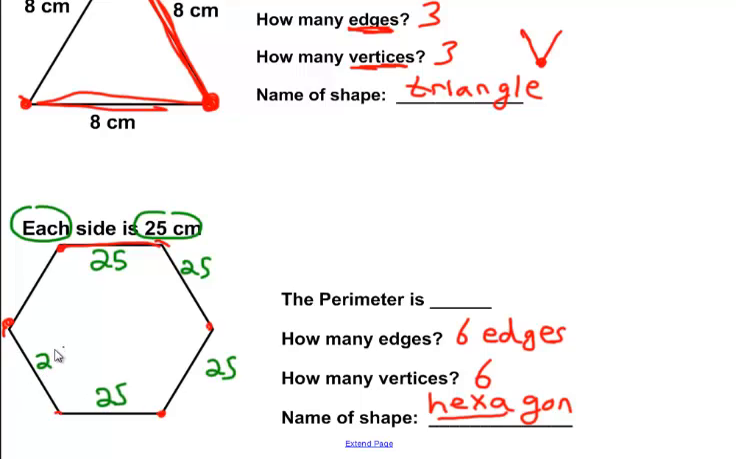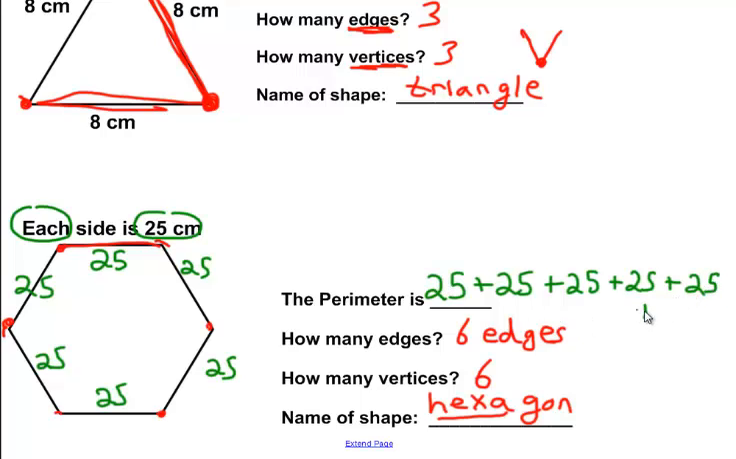So think about what we're going to have to do to get the perimeter. Now the perimeter is going to be 25. We have to add up all the edges. Plus 25, plus 25, and we have 6 of them. Plus 25, plus 25. And it's important that you write this out. You don't just take any shortcuts that may come to mind.